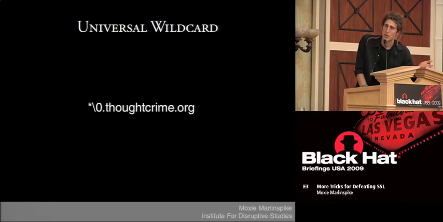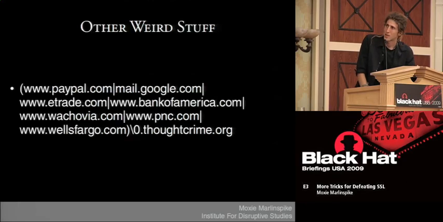And then there's other weird stuff in there too. If you don't want to use a null character for some reason, you could get star tilde.thoughtcrime.org, and that would match too. There's all kinds of stuff. It supports grouping. So if you don't want to shell out for the wildcard certificate because it's a little extra, you could just think of all the things that you might want to attack and get one certificate that's paypal.com or mail.google.com or etrade.com or bankofamerica.com or whatever. I don't know if there's a limit.